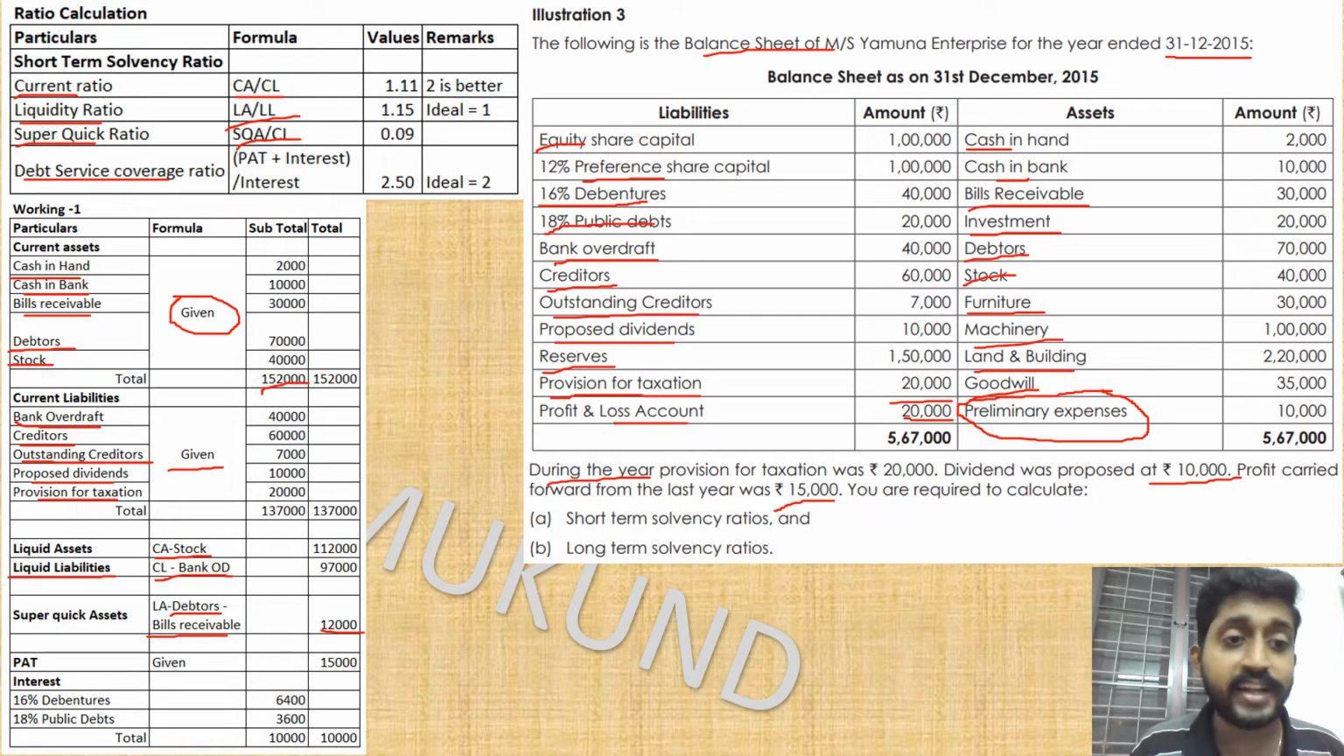Next, what we have to calculate is the debt service coverage ratio, which means the ability of our company to service the debt. How to service the debt? By paying the interest. So it is the ability of our company to repay the interest. So what is the profit after tax that is given in the question?